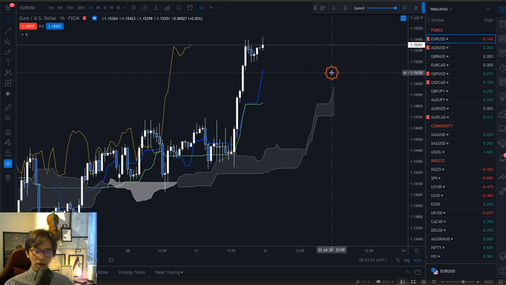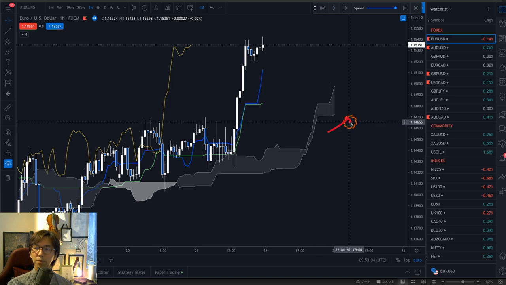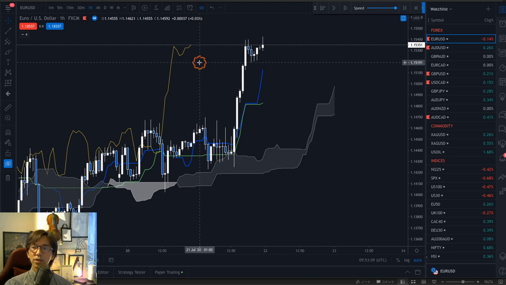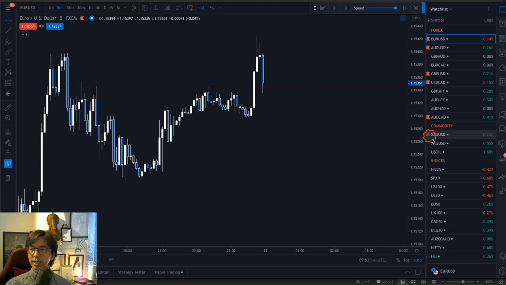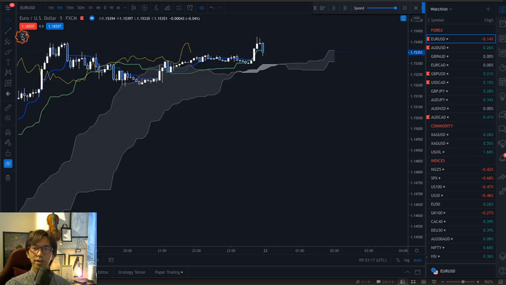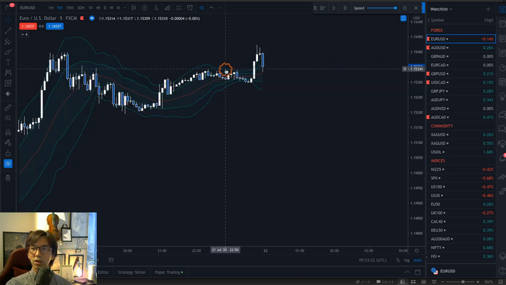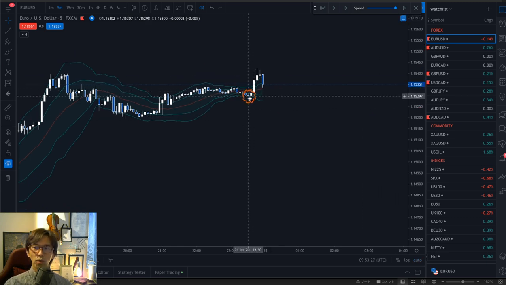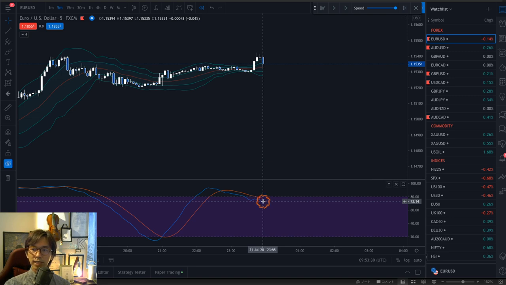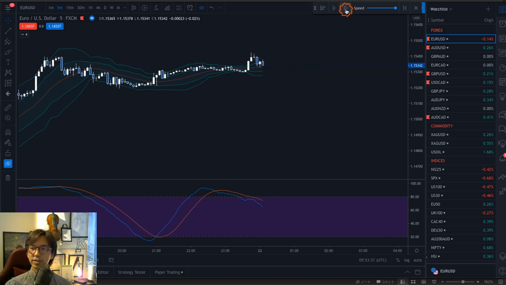So okay, now I see the Kumo, Senkou Span B up, A up, and Kijun Sen up. So this is where I take a buy. I look at the lower time frame, for example the 5 minute chart, and I confirm at least 3 confirmations to take a buy. Before the break, there was a squeeze in the Bollinger Bands, and also the stochastics had not gold crossed yet. So I would wait a little more time until I see the 3 confirmations.